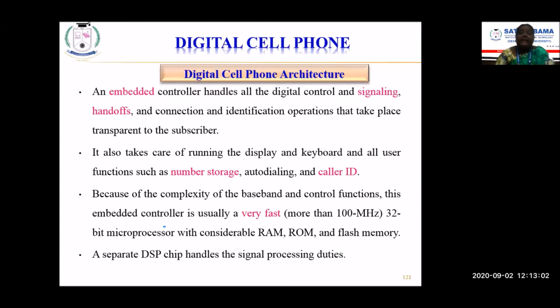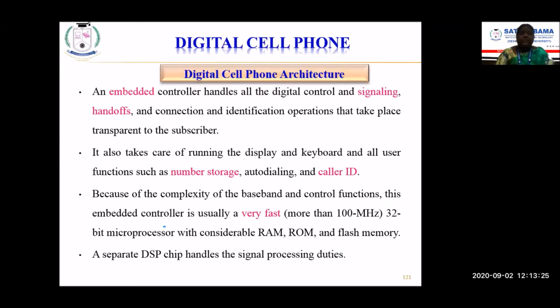It is more than 100 megahertz. A 32-bit microprocessor is used, and the operating frequency would be 100 megahertz, with considerable RAM, ROM facilities as well as flash memories. We all know the functionality of RAM, ROM and flash memories, so I'm not going to discuss that here.